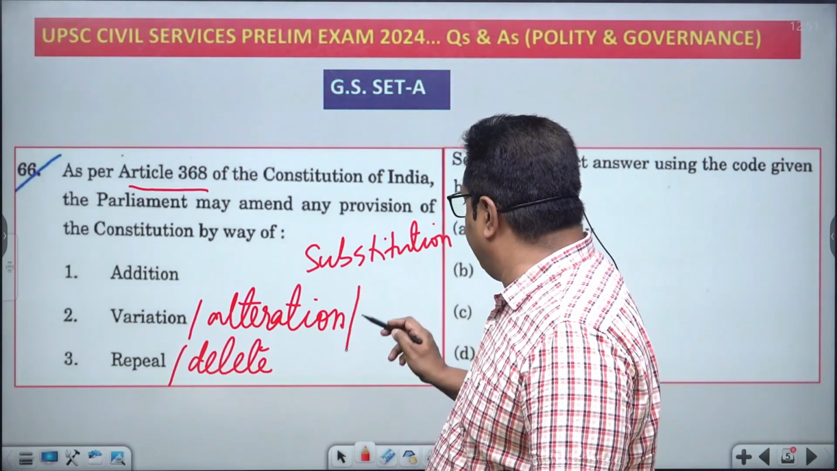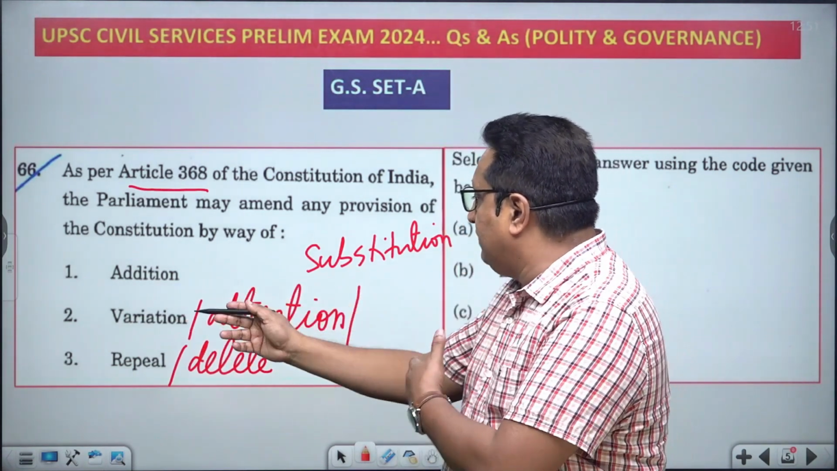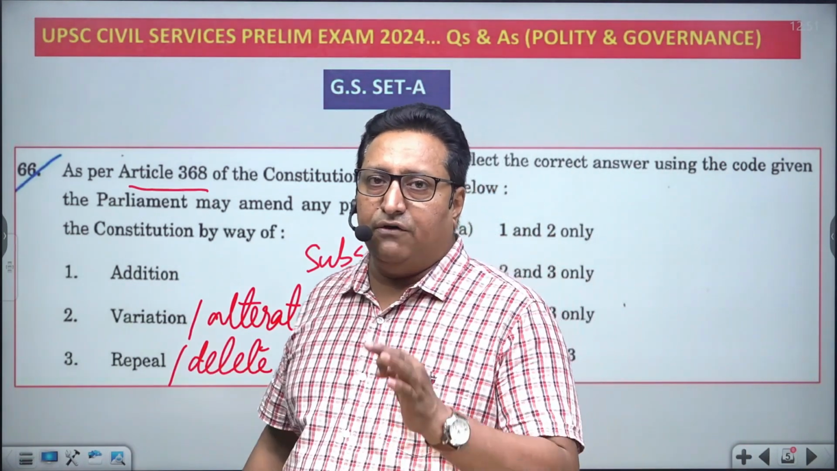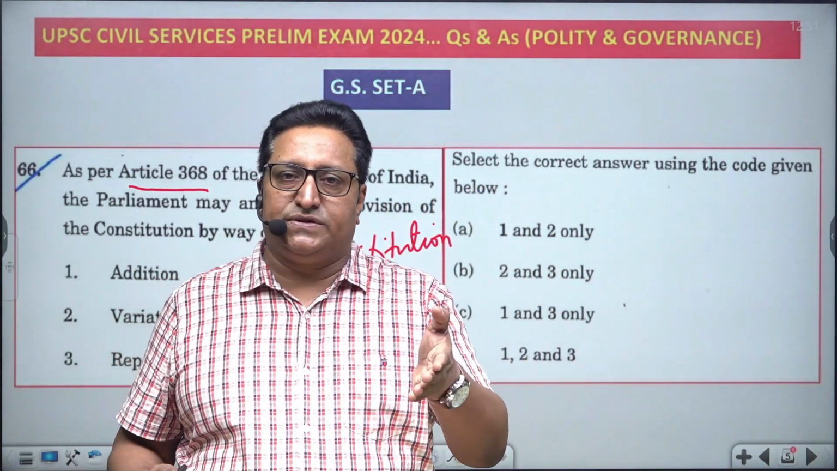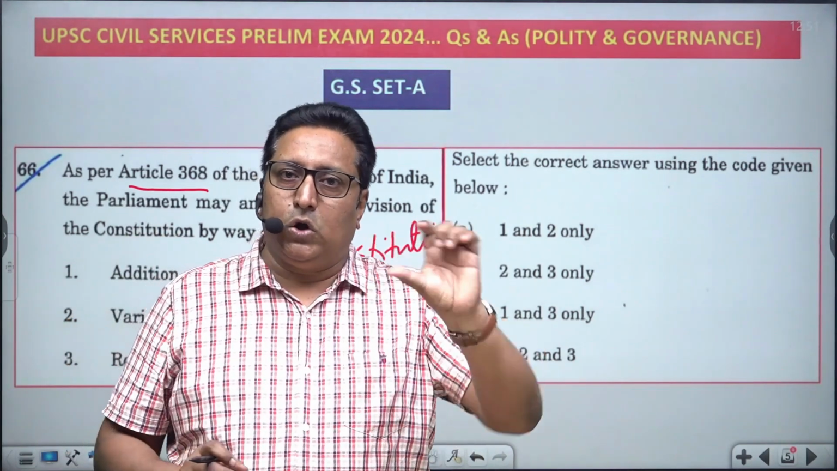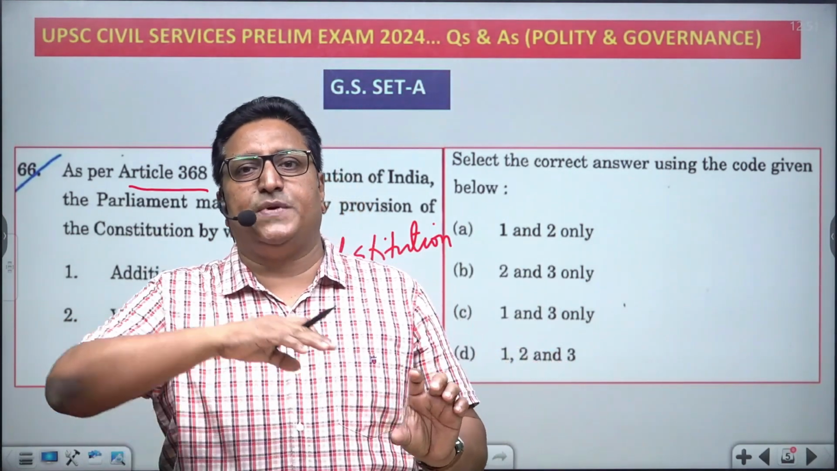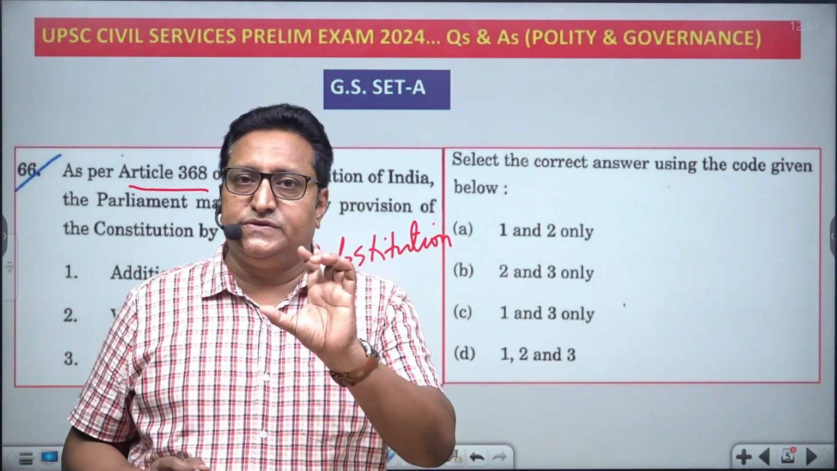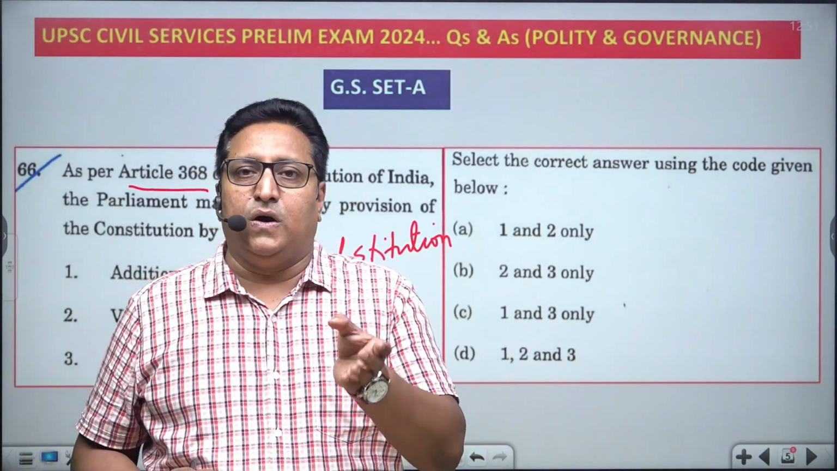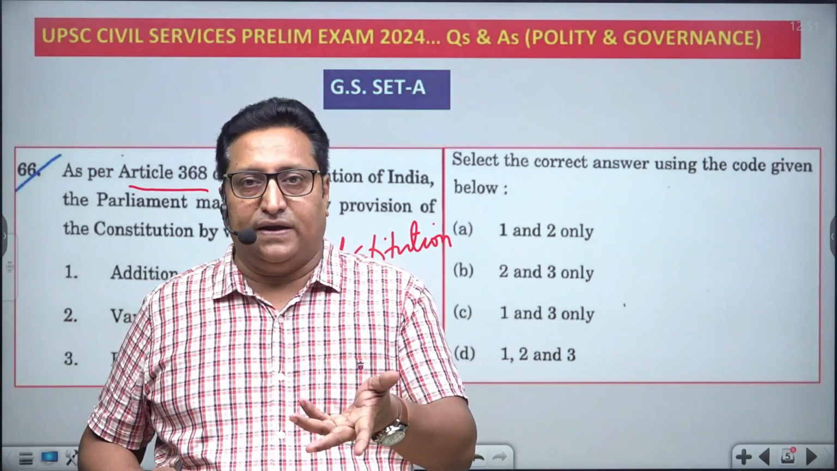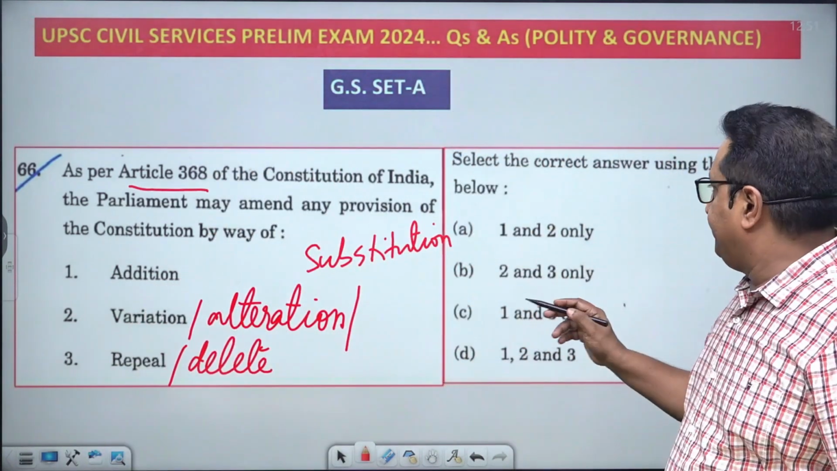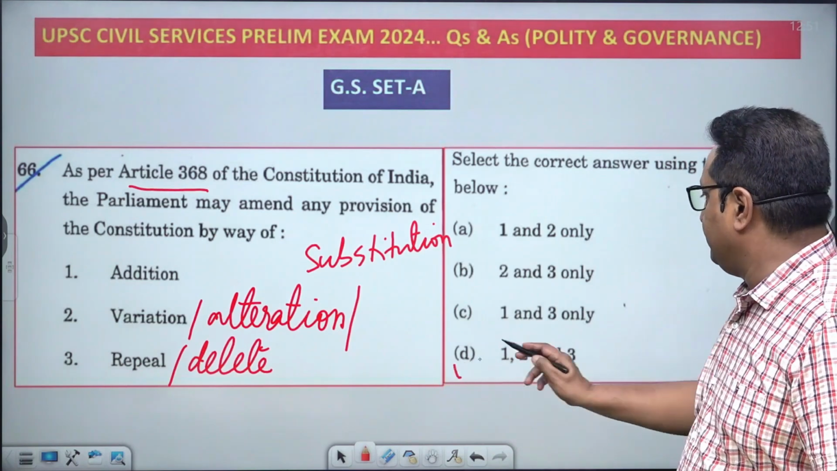So any kind of deletion, alteration, or you can say repeal or variation, and addition, and even substitution. And this will come here itself. Variation will include alterations as well as substitution. So if a word is replaced by another word, if a clause in the Constitution is replaced by another clause, if a part is replaced by another part, this is called variation or substitution or alteration, right? So all these three are correct, right? So answer should be D. Fine.